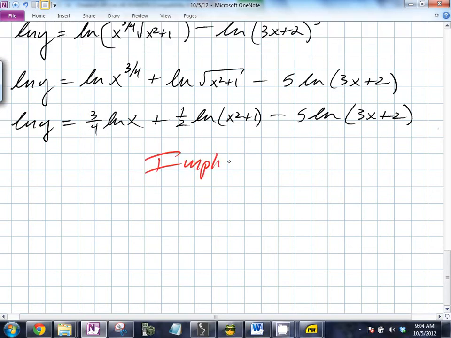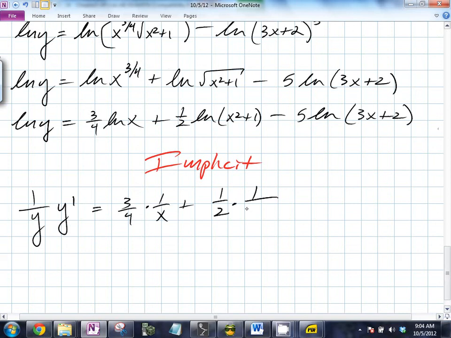So what do I do to the left? What does it turn into? What's the derivative of ln y? 1 over y times y prime is equal to 3/4 times 1 over x plus 1 over 2 times 1 over x squared plus 1 times 2x minus 5 times 1 over 3x plus 2 times 3, right? Can I clean this up? Yeah, so what does this become?